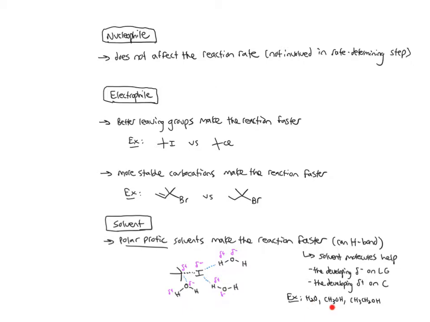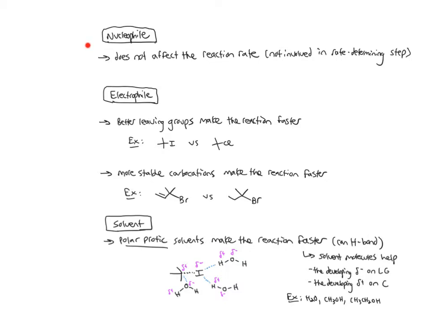So if we have solvents like water, methanol, ethanol, these are going to be good choices for SN1 reactions because they are going to be able to help stabilize that leaving group leaving, which is that rate determining step of the SN1 reaction. So a little bit different than our SN2 reactions.